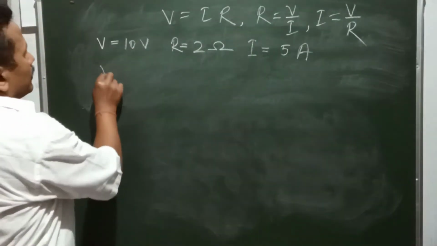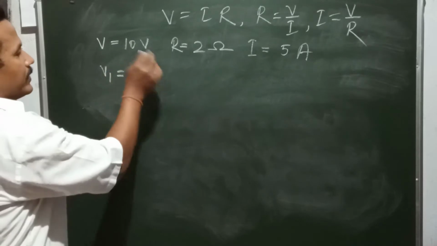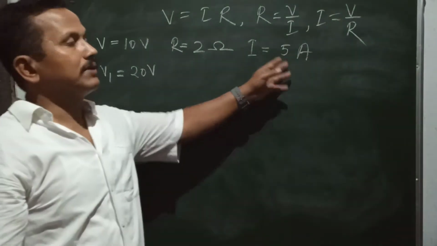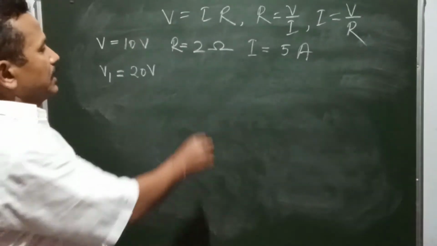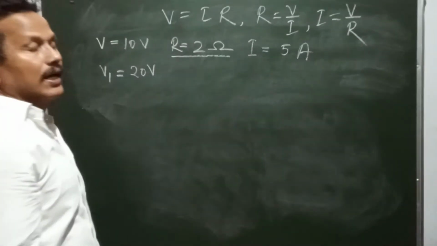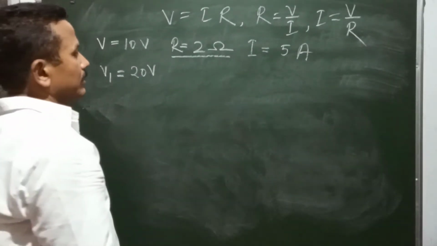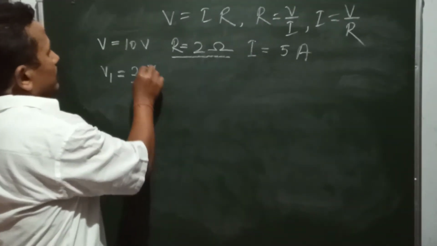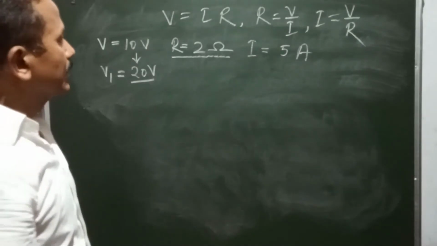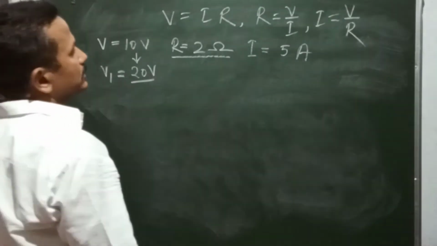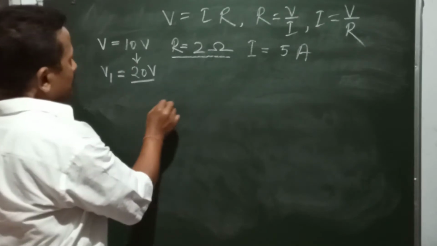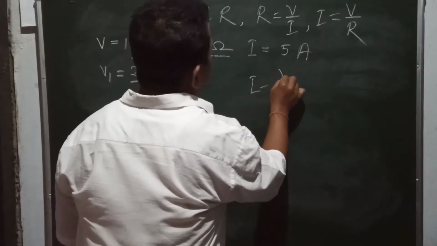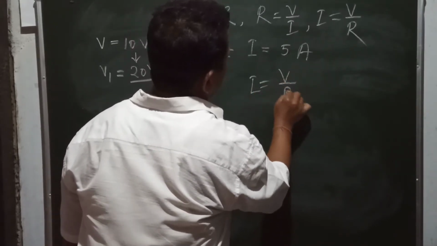Now let me say the V1, I have increased the value to 20 volt. What will be the amount of current now in this case? But R will remain as it is, because for a particular conductor the value of R is fixed. Now let me see, in this case, what is the value of I? Here, remember, potential difference is doubled. Let me get it by this simple formula, I equal to V by R.